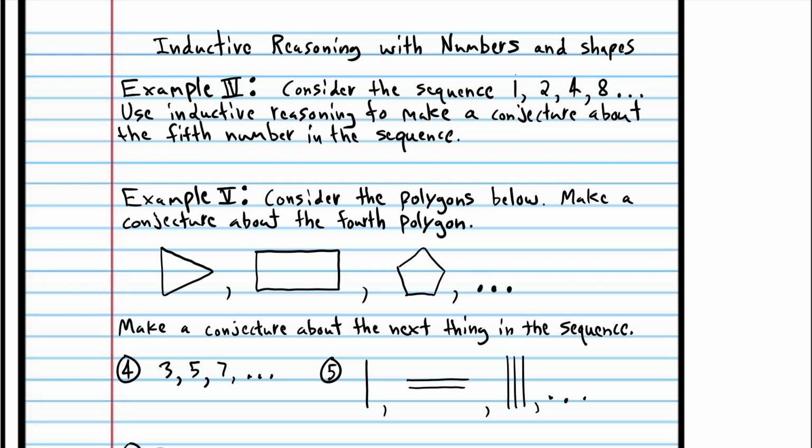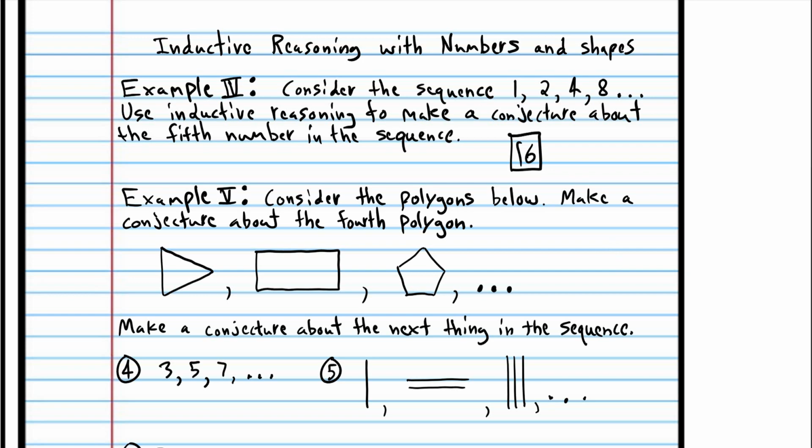If we multiply 1 by 2, we get 2. And if you multiply 2 by 2, you get 4. And if you multiply 4 by 2, you get 8. So as you can see, we're just multiplying the previous number by 2 to get the next number. So now if you multiply 8 by 2, you should get 16. So 16 is the answer.